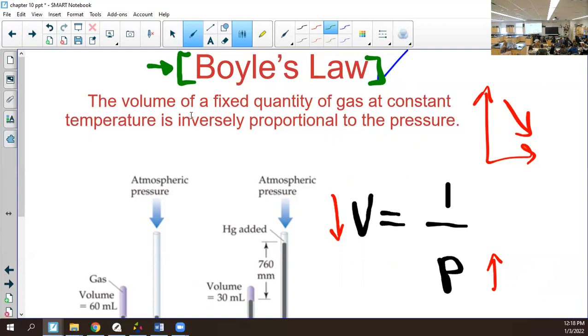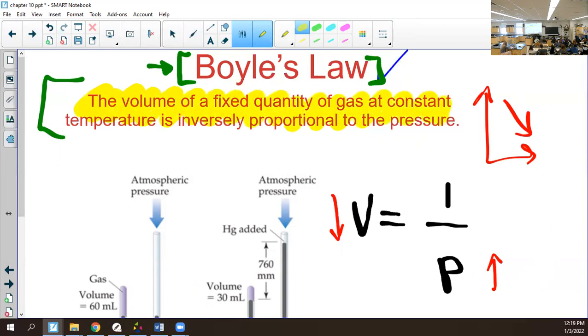There isn't any. Okay. Boyle says the volume of a fixed quantity of gas, fixed quantity just means that the amount of it doesn't change, at constant temperature is inversely proportional to the pressure. Okay. So let me put this maybe in some English that makes sense.